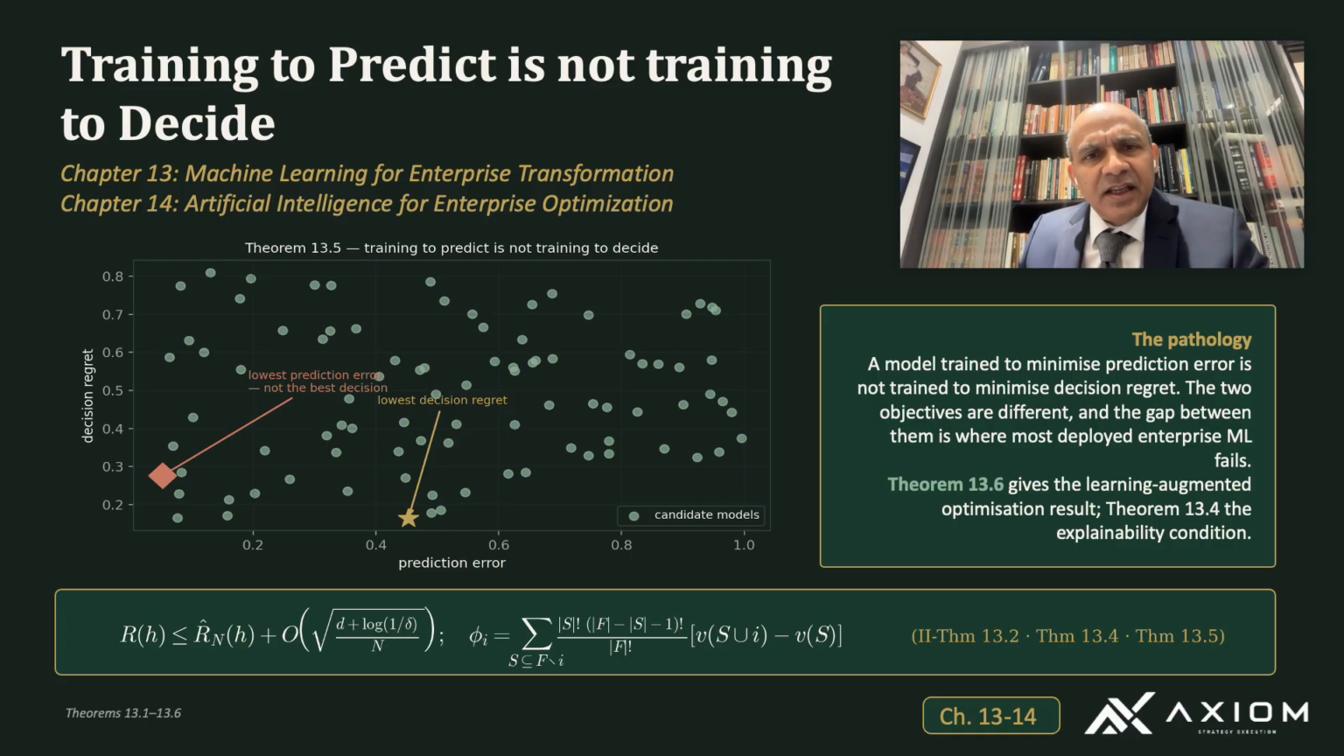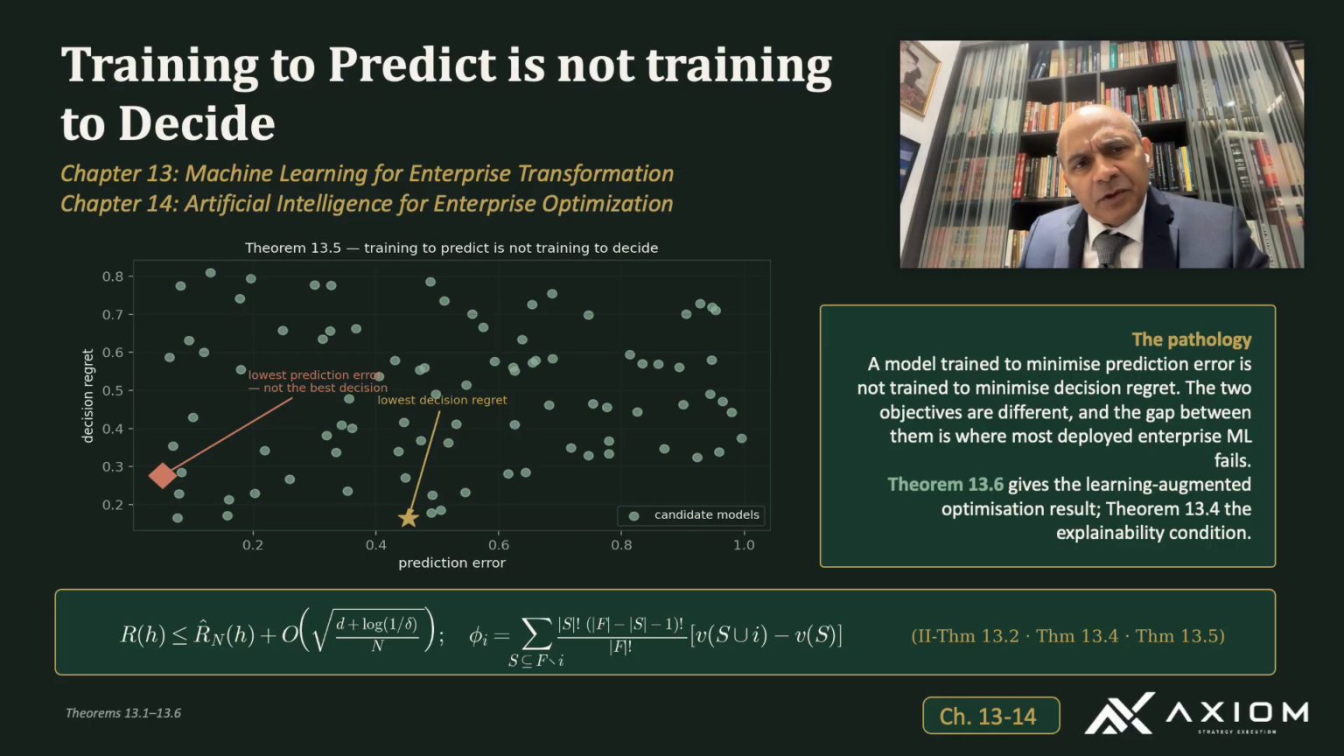Theorem 13.6 gives the Learning Augmented Enterprise Optimization Theorem. As the learned enterprise relationship becomes more accurate with more data, the learning augmented optimization decision converges toward the full information optimum, with decision regret bounded by the underlying prediction error.